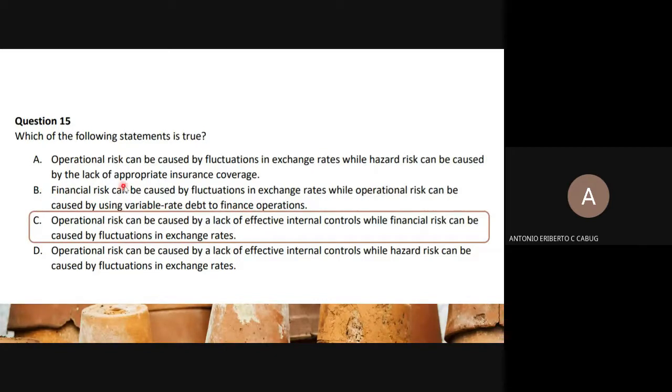So letter B is half true, yung una lang. Yung pangalawa, mali. Okay? The correct answer is C. Operational risk can be caused by the lack of effective internal controls. Financial risk can be caused by fluctuations in exchange rates. Okay? So ulitin ko ha. Financial risk can broadly include forex risk. Operational risk means failed internal processes like lack of effective internal control. So for this question, the answer is letter C.